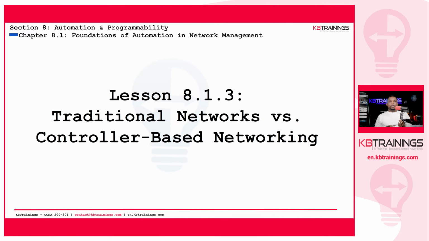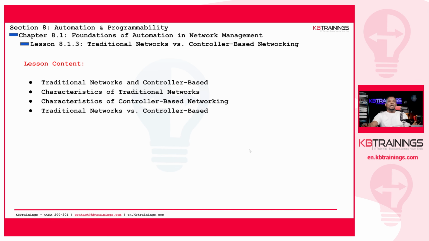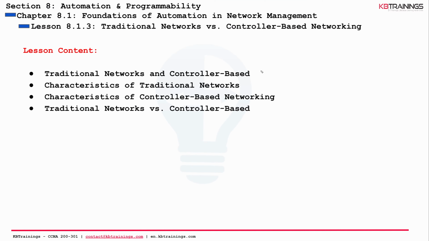All right, guys, Guy here. Welcome to lesson number 8.1.3. We are going to talk about traditional networks and compare them to controller-based networking. We are going to cover these different points here. First of all, I'm going to define traditional networks and controller-based networking. And then I'm going to tell you the characteristics of traditional networks. And we'll talk about characteristics of controller-based networking. And then I'm going to compare the two and give you a summary on how these two types of networks can be different.